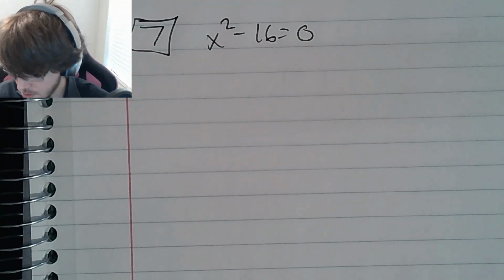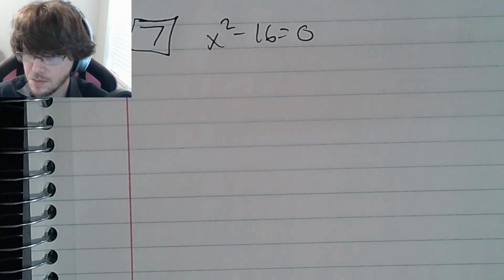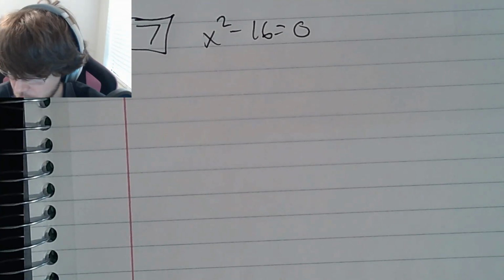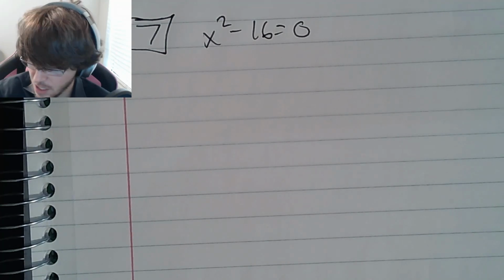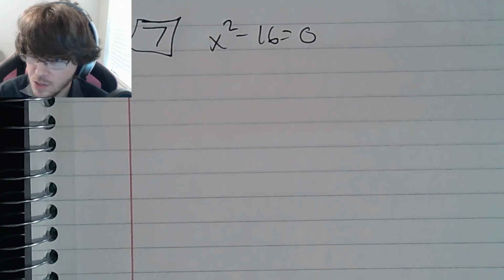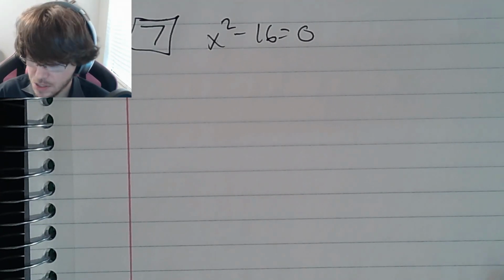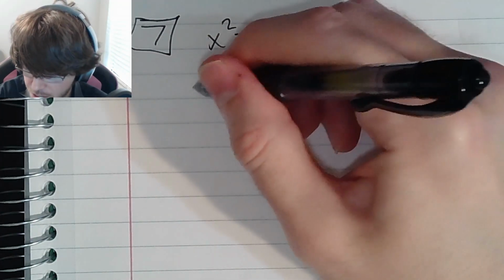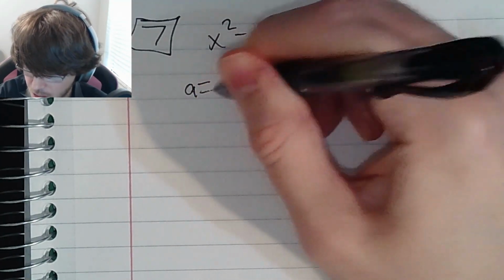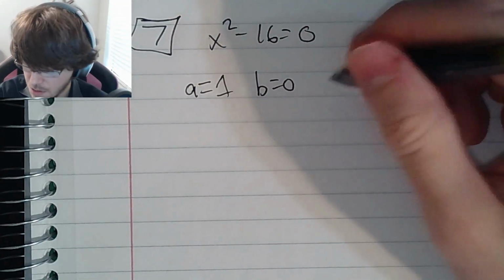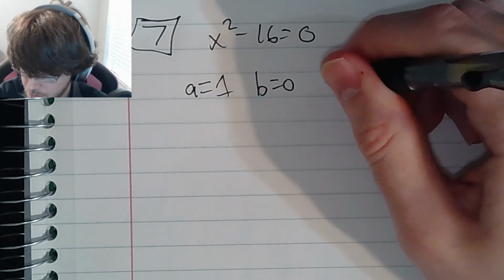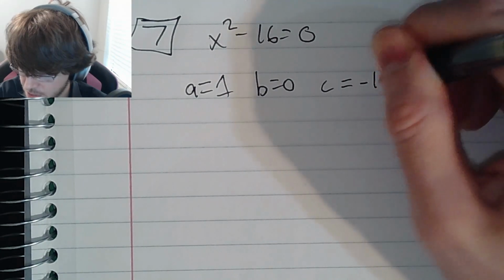Because sometimes we actually have to do real world problems. That's the point of math in the first place for a lot of people, even though not for me. Okay, so in this question, there is no x. Because there is no x, we need to remember that anytime there's not a number in front, we just write 0. So b equals 0, and then c equals negative 16.